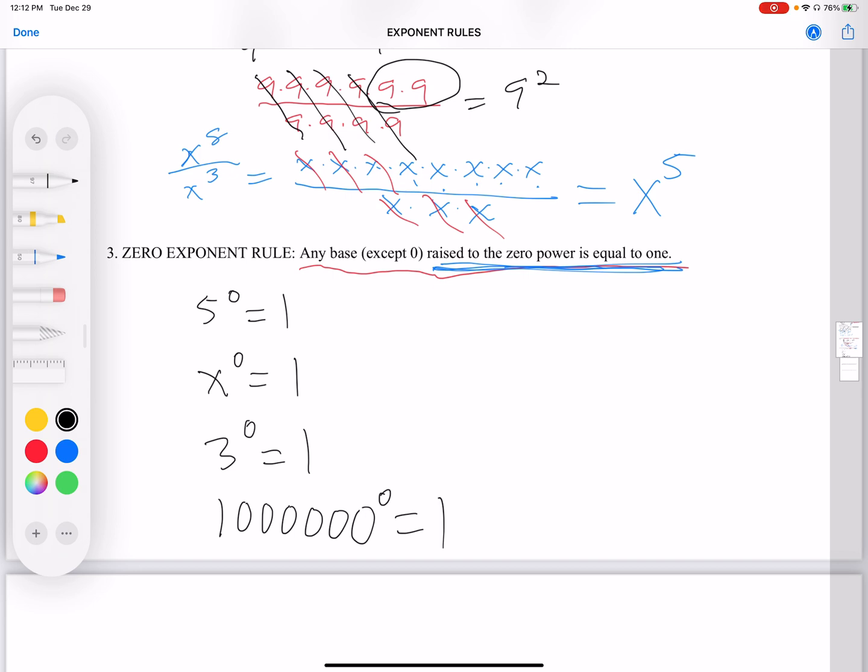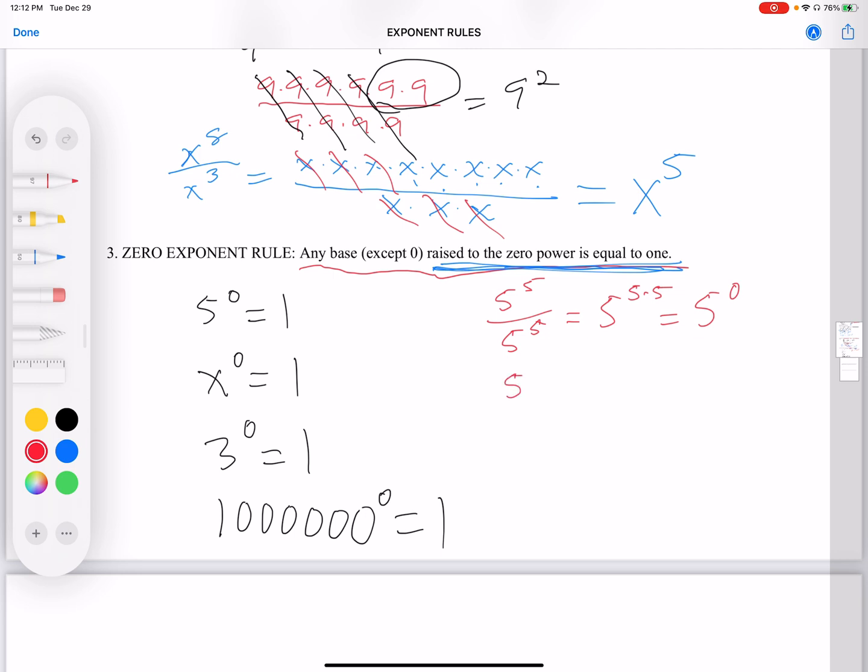Now, why is that? Well, a simple example is this. Let's go back to the quotient rule, right? If I have 5 to the 5th over 5 to the 5th, what happens here? I know that I'm subtracting 5 to the 5th minus 5, which gives me 5 to the 0 power.